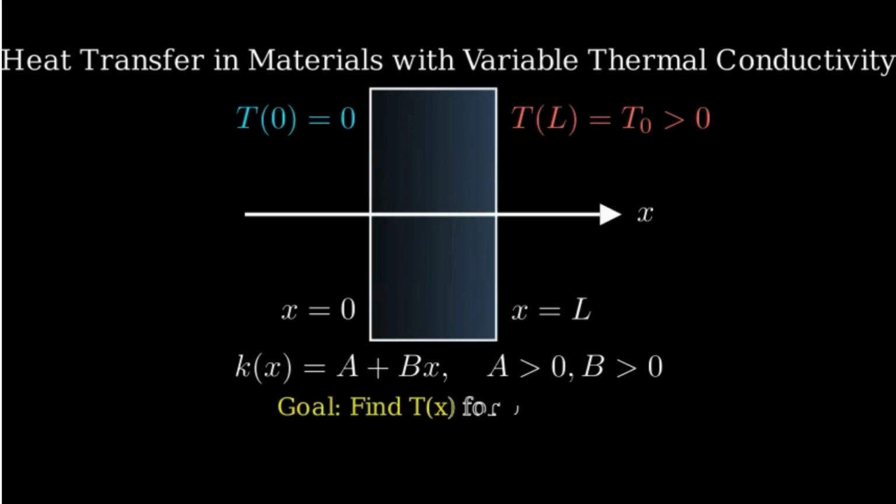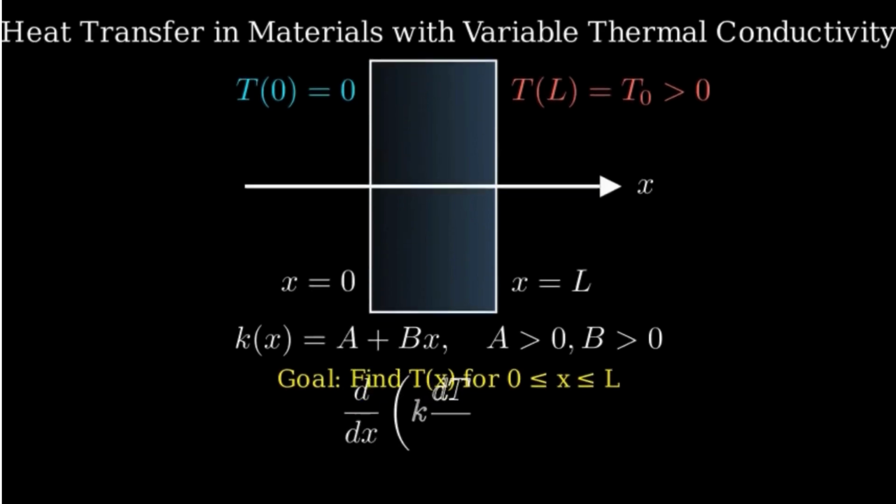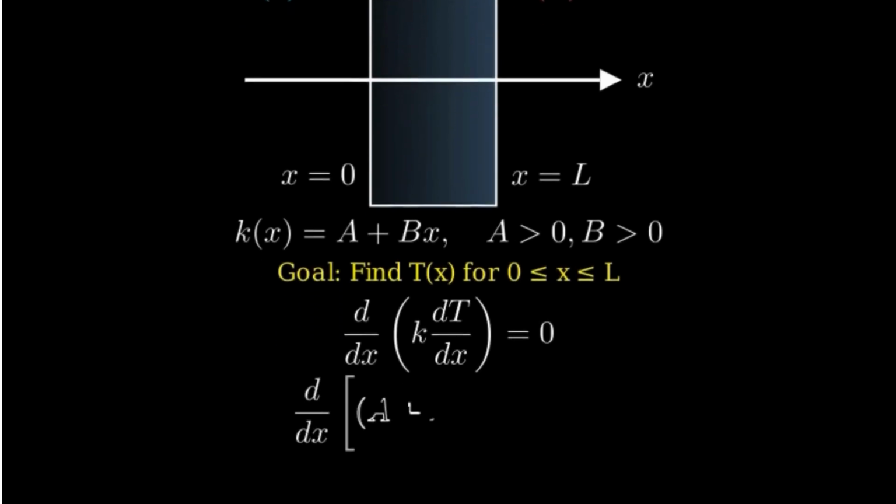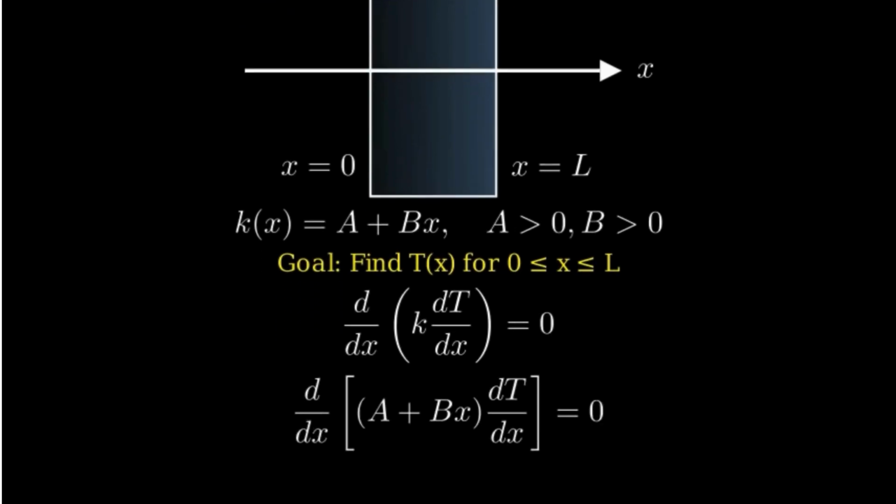Our goal is to determine the steady-state temperature distribution within the slab, considering one-dimensional heat transfer with no internal heat sources. Let's start with the governing equation for our problem. For steady-state, one-dimensional heat conduction with no internal heat generation, Fourier's law gives us the derivative with respect to x of K times dT/dx equals 0. Substituting our variable thermal conductivity K equals A plus Bx, we get the derivative with respect to x of the quantity (A plus Bx) times dT/dx equals 0.